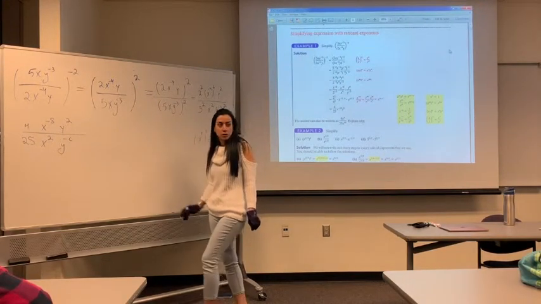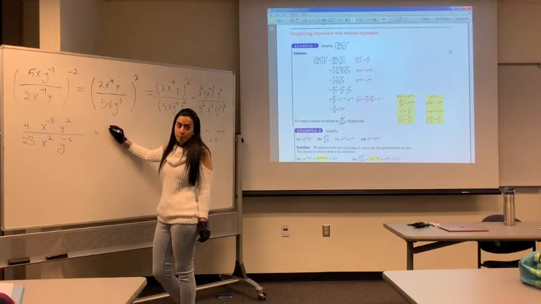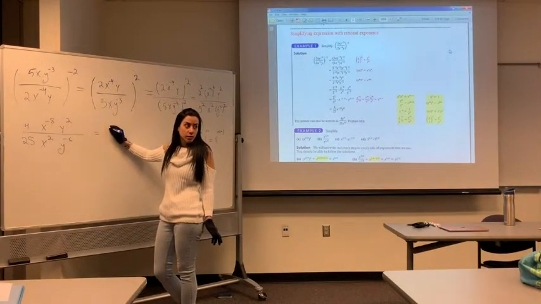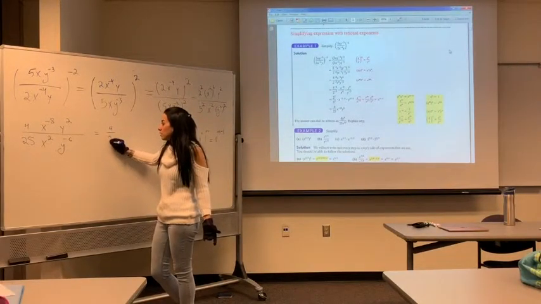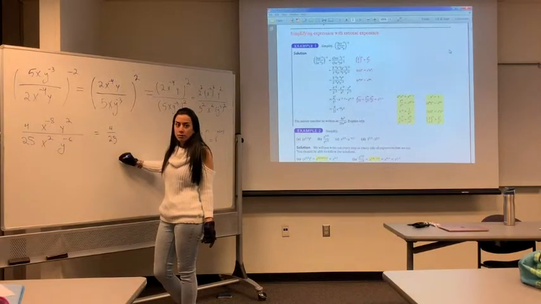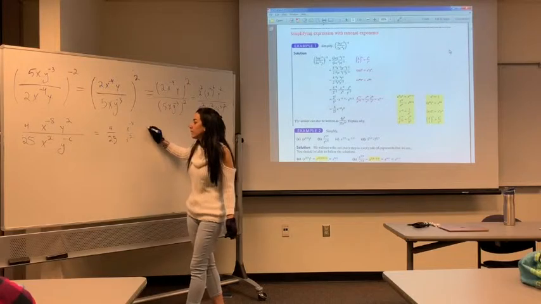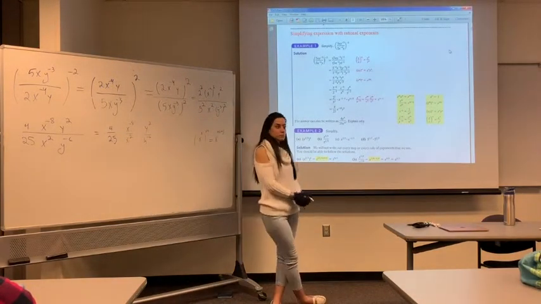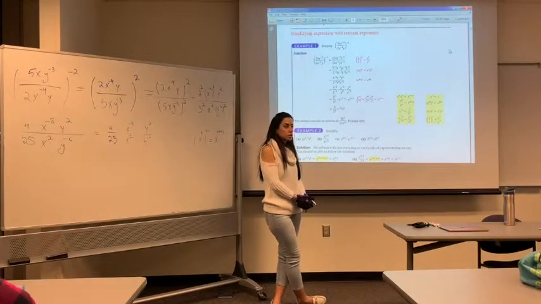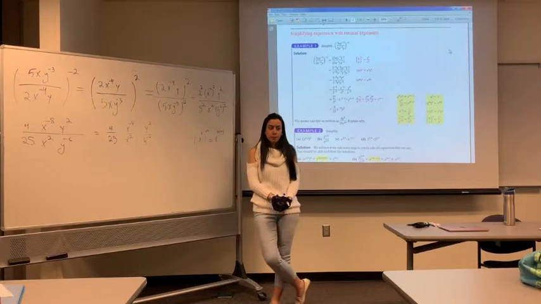Correct? So now let's separate them because we can do that. They are all multiplication, correct? So I can put this together, then multiply it by these, then multiply it by this. Correct? Because it's multiplication, we can separate them.